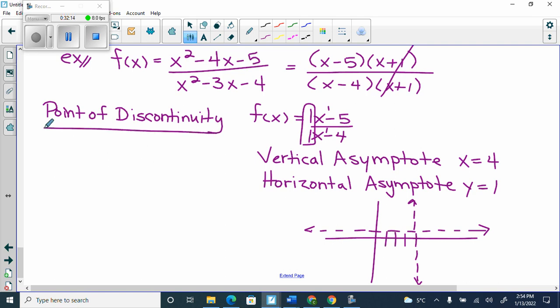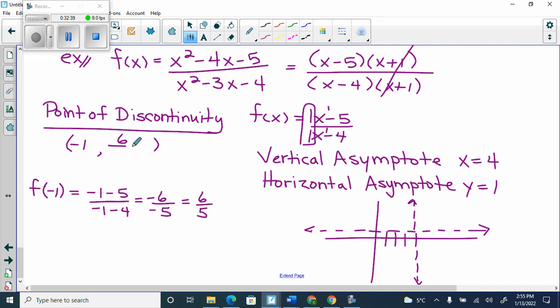Okay, the point of discontinuity was at -1, comma something. How do I get the something? Yes, so I'm going to go f of the simplified one, right? F of -1 equals -1 minus 5 over -1 minus 4, which is -6 over -5, which is 6 over 5. So I know at -1 and 1.2, there's an open dot.